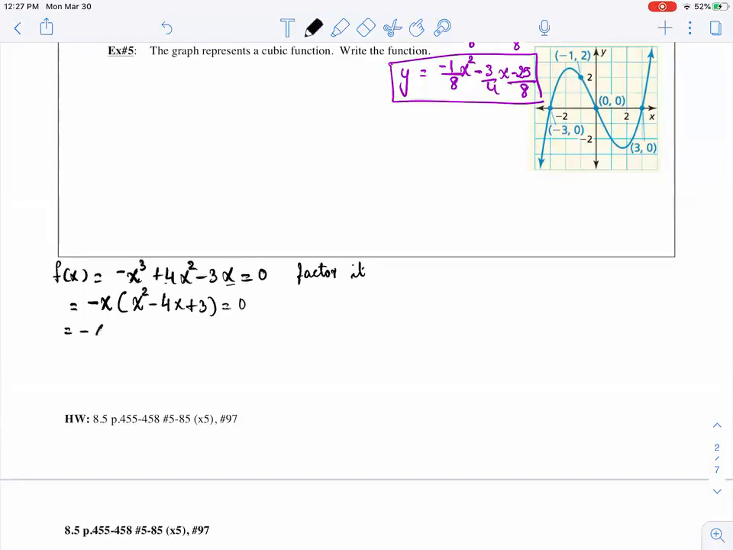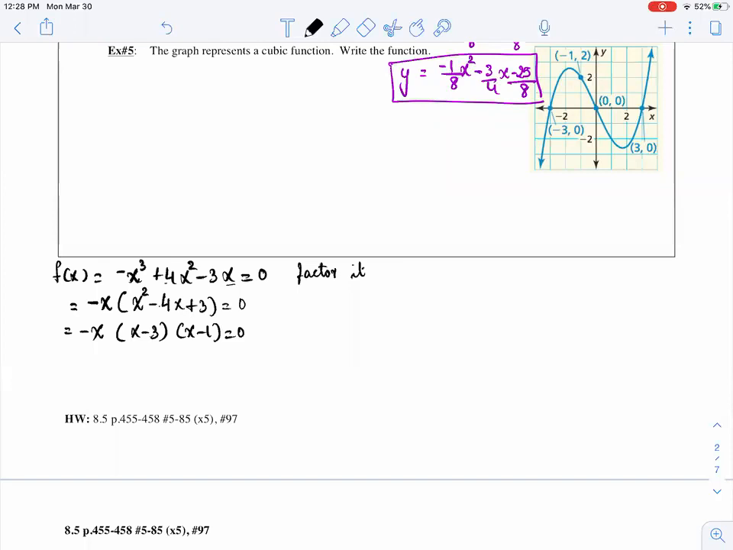You have to keep factoring. Now you have a quadratic here. You guys know how to factor. You just need the x method. You don't need the box because the leading coefficient is 1. What are the factors? Negative 3 and negative 1. So x minus 3 and x minus 1 is equal to 0, because they both add up to negative 4, and when you multiply negative 3 and negative 1, you get positive 3.